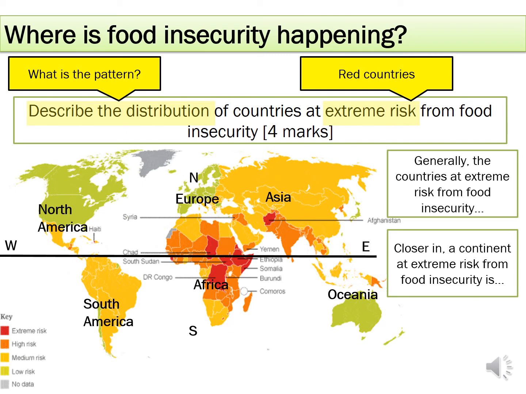Closer in, a continent at extreme risk from food insecurity is, and again, I've added the continents on, which is really good practice in an exam, just to make that description a little bit easier and it organises your thinking a little bit. So then you pick a continent which is at extreme risk. We know extreme risk are red countries. So which continent has the most red countries?